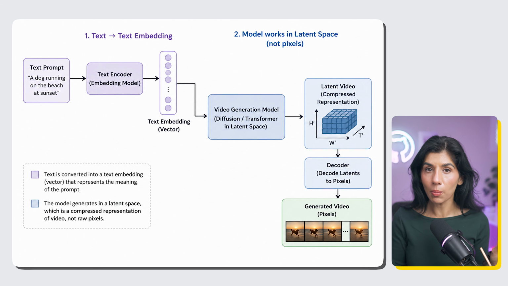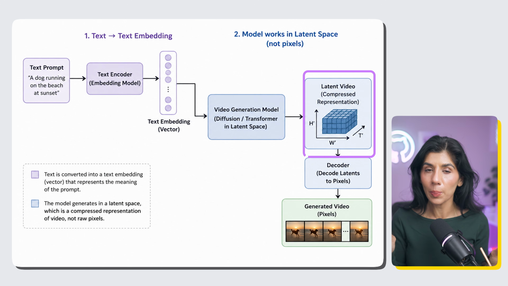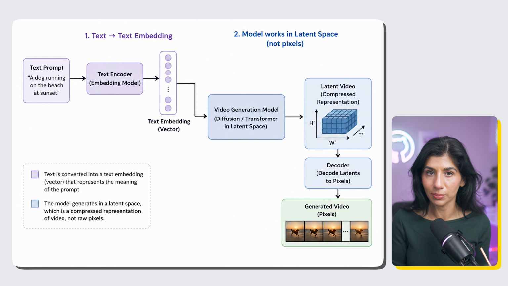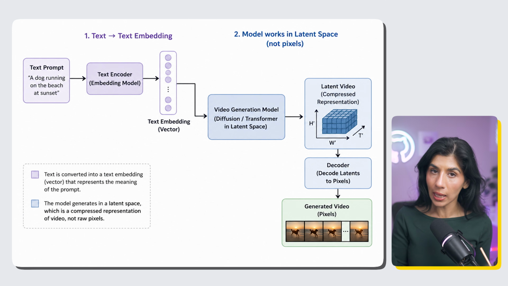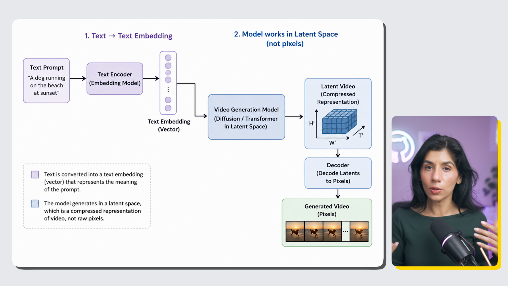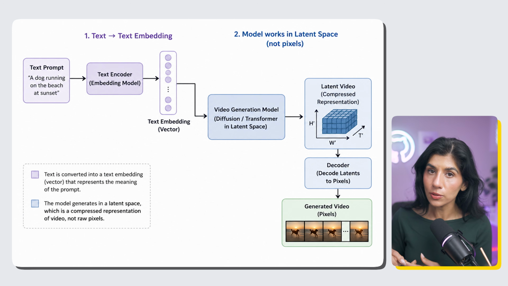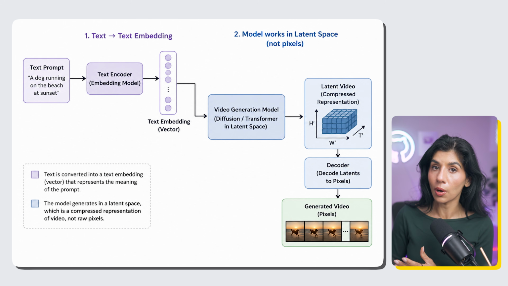At the same time, the model is not generating video directly as pixels. It works in something called a latent space, which is a compressed representation of video that is easier for the model to generate and manipulate. So now you have two key components. You have the text embeddings that represent your prompt, and you have the latent representation where the video is being formed. The model then connects these using attention mechanisms. At each step, it uses the meaning of your text to guide how the video should evolve over time. In the example that I showed you, dog running on the beach.